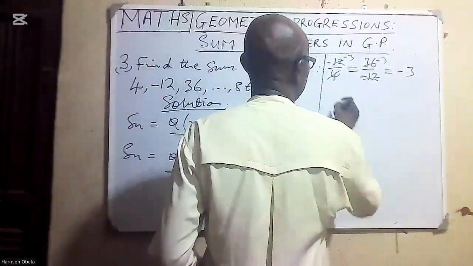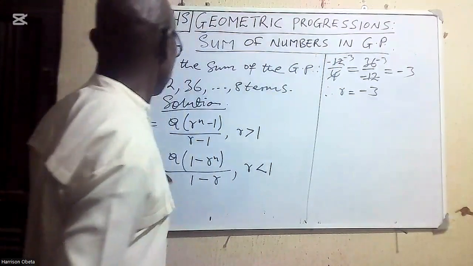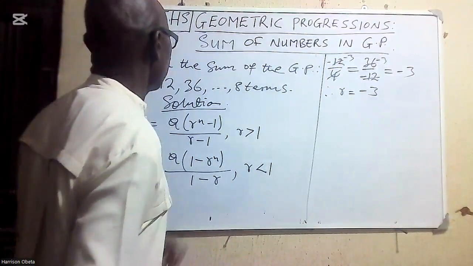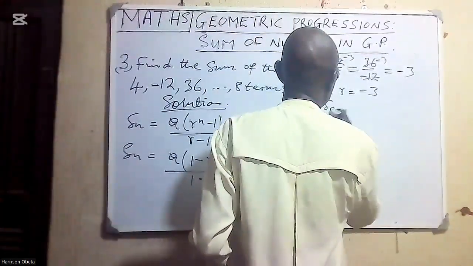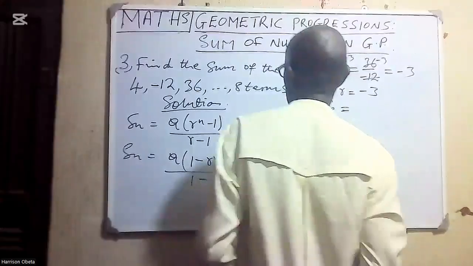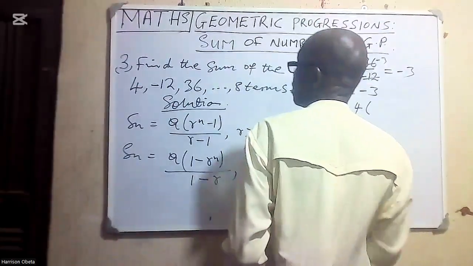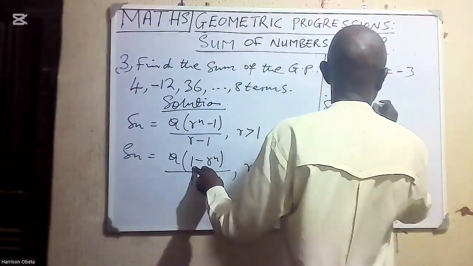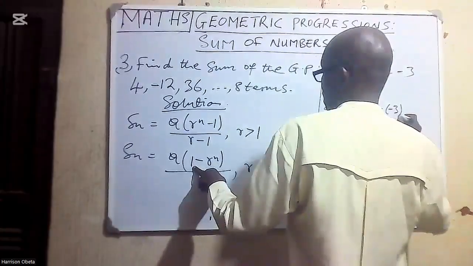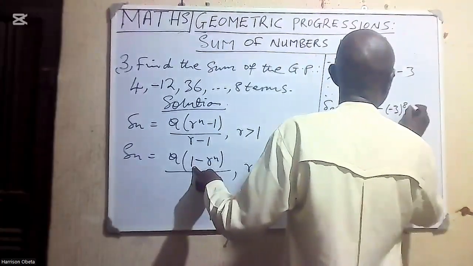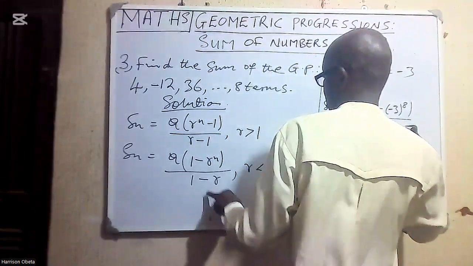So R is equal to minus 3, that means we have to use the second formula. And we are going to add up to 8 terms. That means S8 is equal to, our A is 4, brackets 1 minus bracket minus 3 raised power 8 all over 1 minus bracket minus 3.